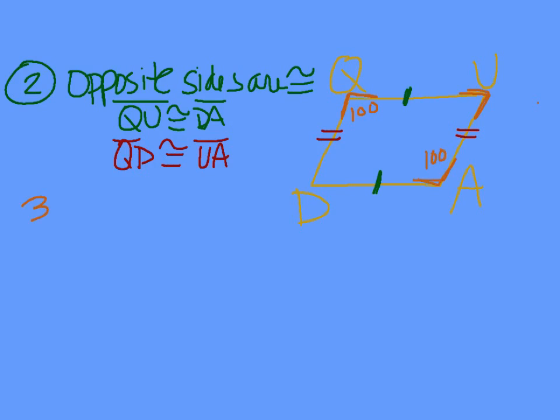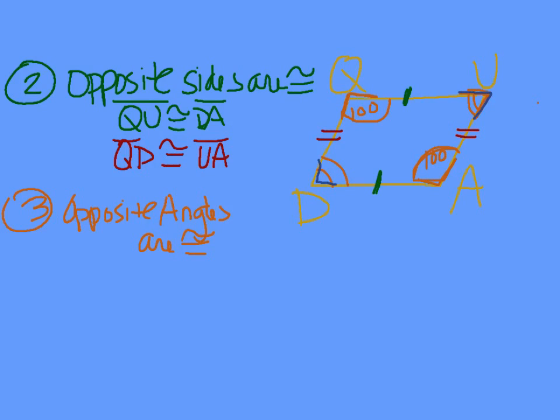So that would be the third property, is that opposite angles are congruent. So you can mark those with 2 or a swoop if you want, and then the other 2 are also going to be equal, so you could mark these with 2 swoops. So what do you think that these other angles are going to be that we don't have listed here? So for example, what is U and D?